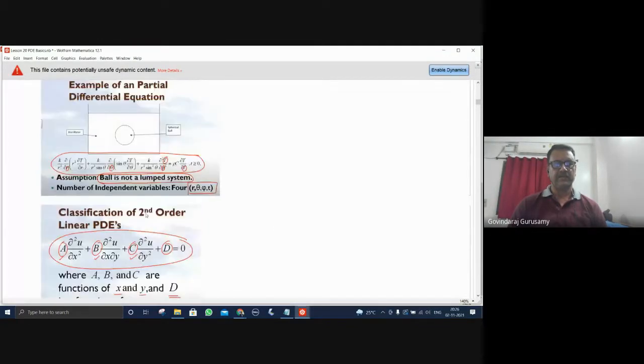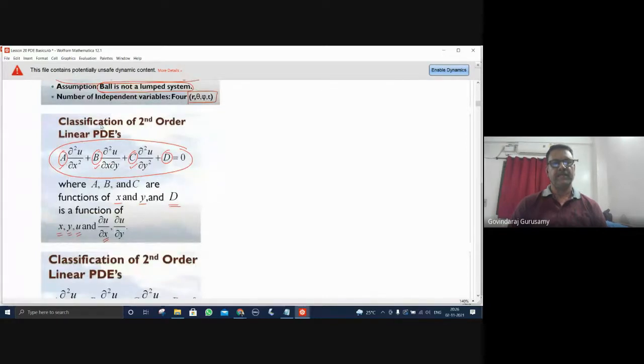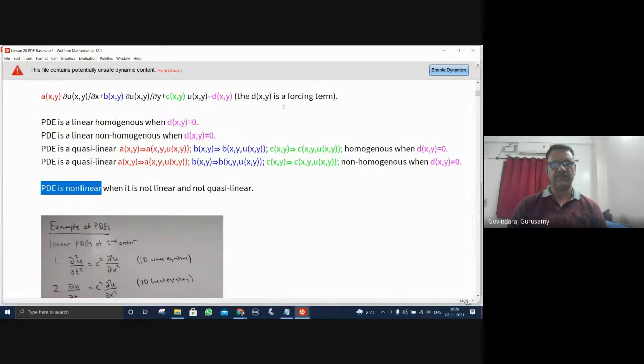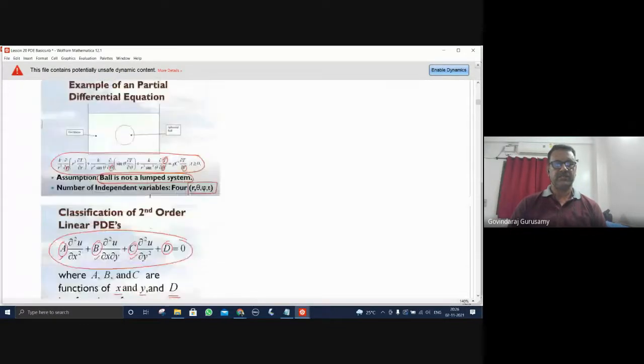Now if you look at the classification of the second order linear PDEs, what we have mentioned, which is equally applicable for the homogeneous and non-homogeneous, quasi, and then nonlinear, that is also equally applicable here.